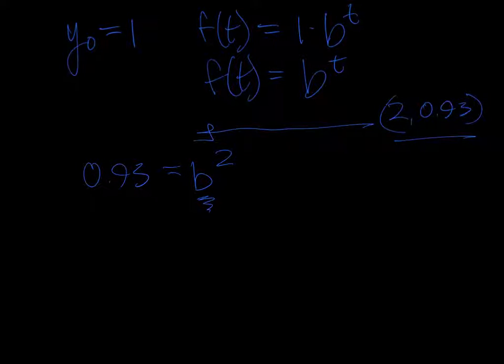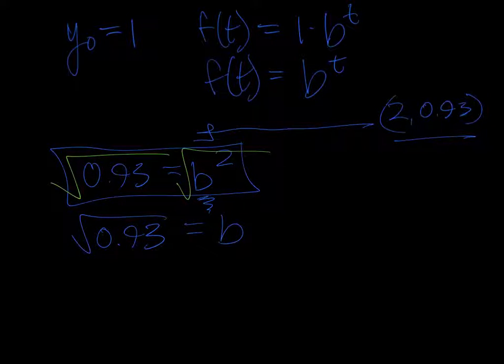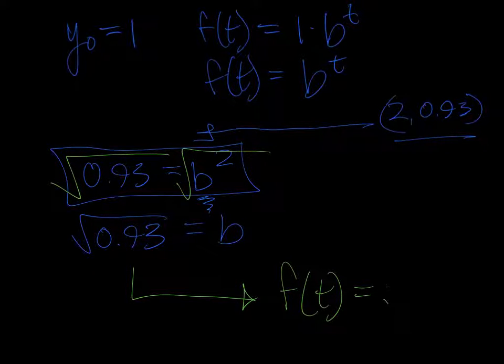Now, to determine what the base is for this function, how would we take this equation and solve for b? Hopefully you're saying we take the square root of both sides, and we get 0.93 equals the base because we took the square root of both sides. Let's use a different color and kind of point that out up here. Okay? And so we get b is equal to that. So now the equation that governs this data is actually f of t is equal to, the base is the square root of 0.93, all of that raised to the t.